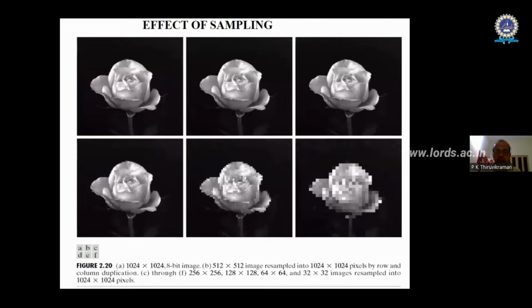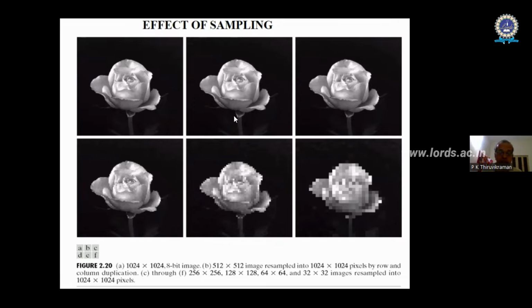Now let us look at sampling and quantization, which I mentioned. Let us see what happens when you do sampling. What we are seeing here is, basically, the image on the top left is 1024 by 1024 pixels. It's an 8-bit image.